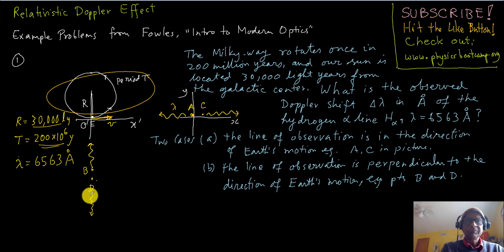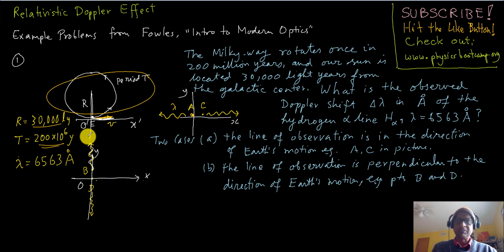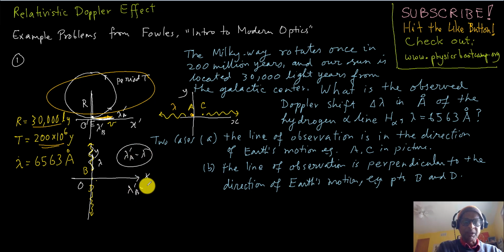Another would be an orthogonal problem. Still you have x this way and y this way, but now the direction in which the Earth is moving and the direction in which the wave is moving are perpendicular to each other. In both these cases it starts with lambda. So maybe it's lambda a prime here and lambda b prime here. The question is lambda a prime minus lambda, one shift, and lambda b prime minus lambda, the other shift. These are two things we have to figure out here.